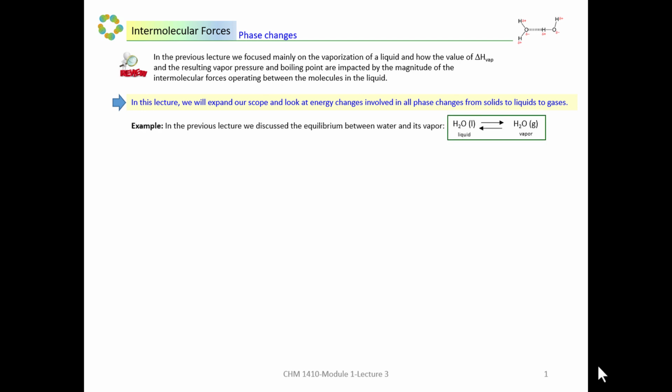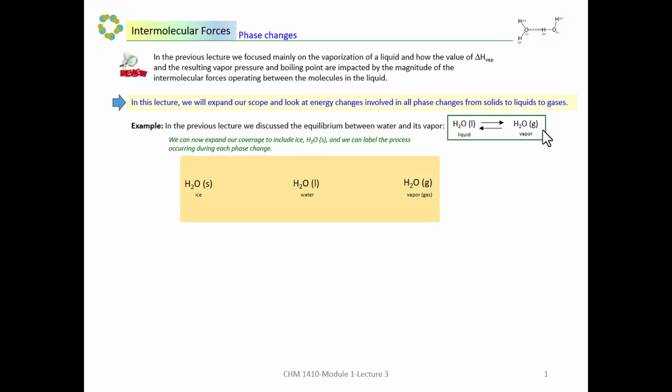In the previous lecture, we discussed the equilibrium specifically between water and its vapor, and we showed it as in this diagram here, H2O liquid in equilibrium. These would be equilibrium arrows with H2O gas or H2O vapor. We can now expand our coverage to include the solid form of water or ice, and we can label the process occurring during each phase change.